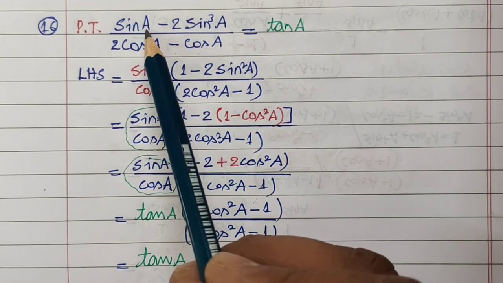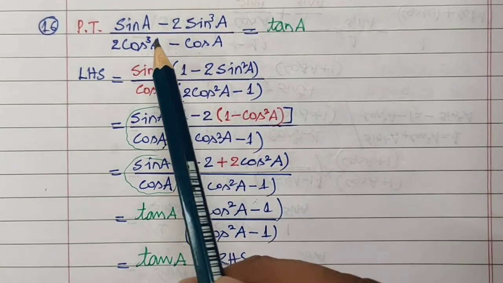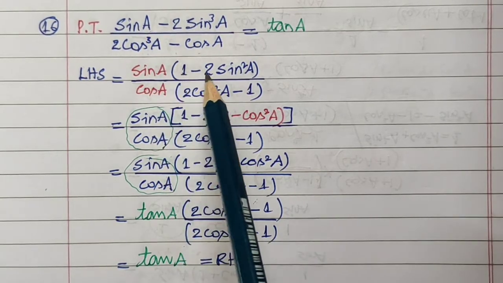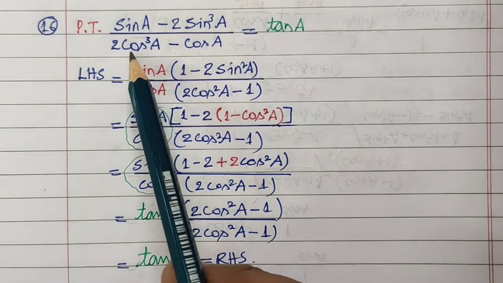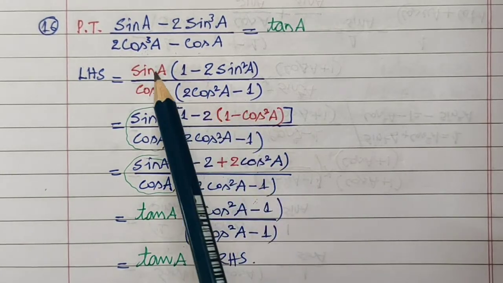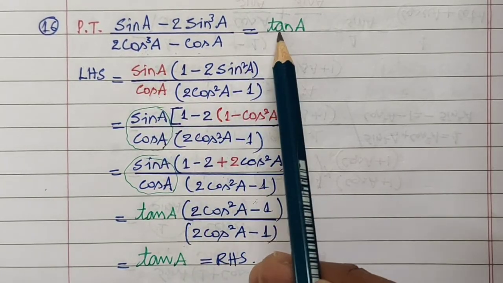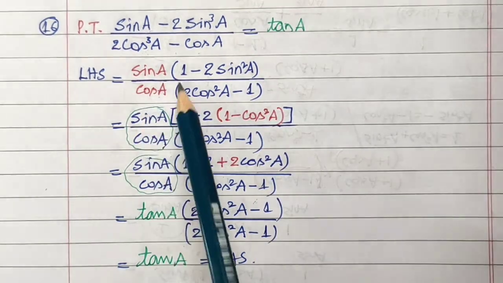So take out the common factor from here and cos from here. Sin A we are taking out, we are left with 1 minus 2 sin square A. Cos A from here, cos A we have taken out, we are left with 2 cos square A minus 1. We know that sin A by cos A is tan A. So we got the answer for this.